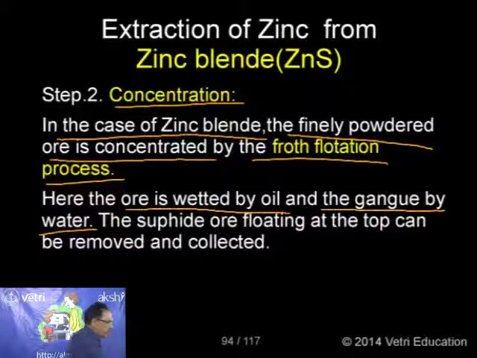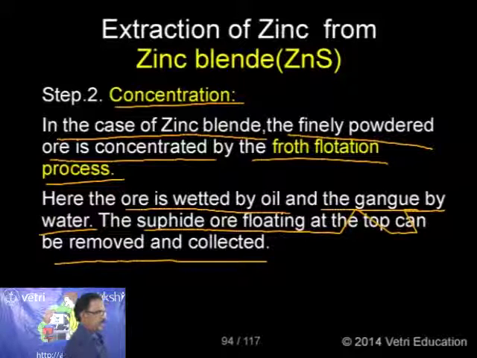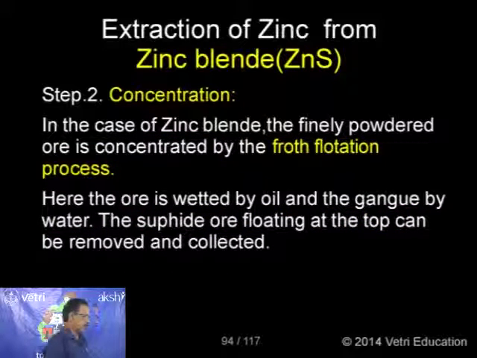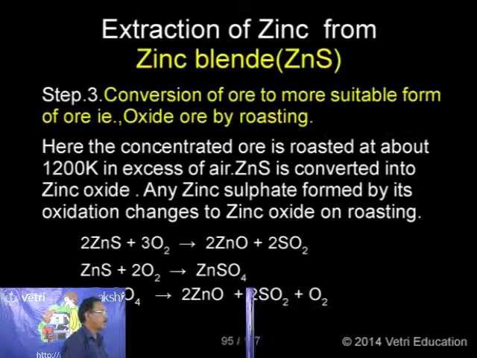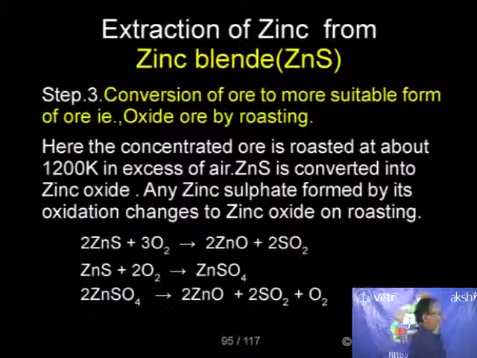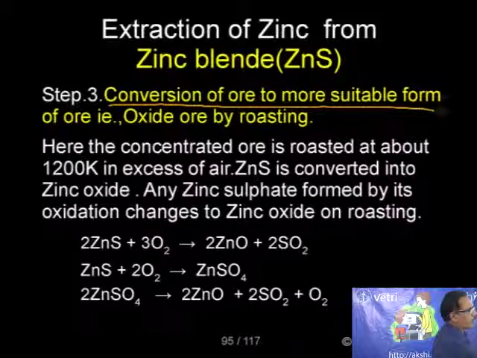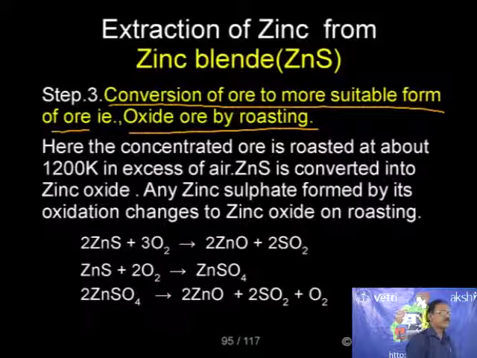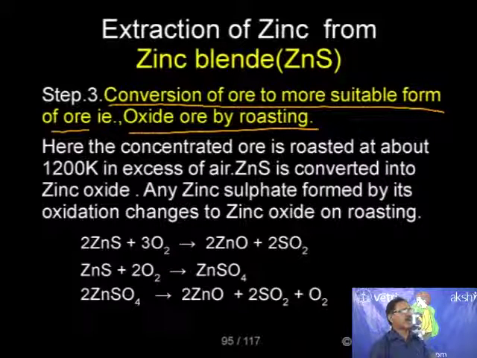So, the sulfide ore floating at the top can be removed and collected. This is the interesting information. The sulfide ore floating at the top is removed and collected, so that we can concentrate the zinc blend ore. Then step 3, conversion of zinc blend ore to a more suitable form, that is oxide ore, by roasting. Zinc sulfide should be converted into oxide ore either by roasting or even calcination.